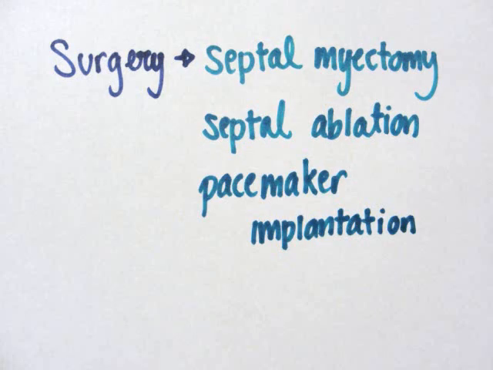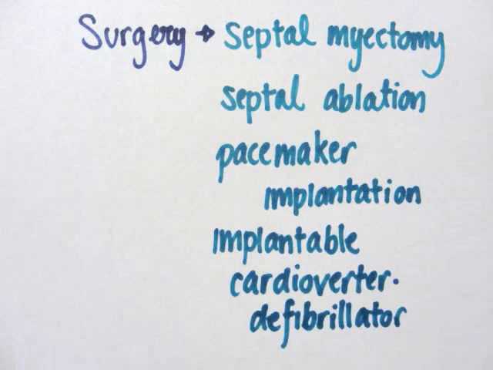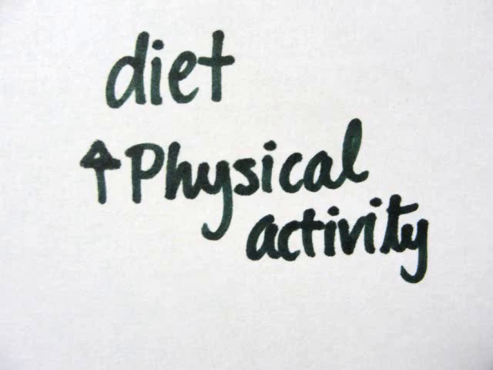A pacemaker implantation may also be needed. The pacemaker is inserted under the skin, sending electrical signals to the heart in order to monitor and regulate the heart. Lastly, there is an implantable cardioverter defibrillator, ICD, which involves implanting the ICD in the chest. When an arrhythmia occurs, the ICD sends calibrated electrical shocks in order for the heart to return to normal. Treatment may also include lifestyle changes, such as a change in diet or more physical activity.